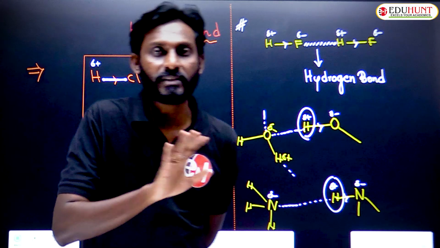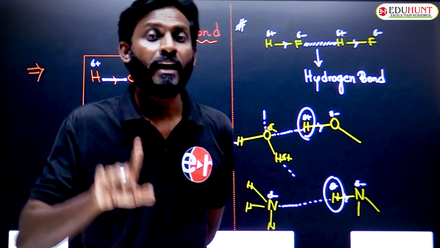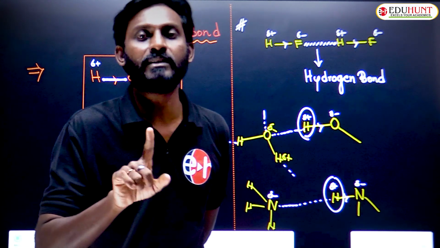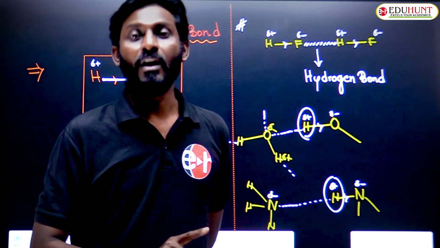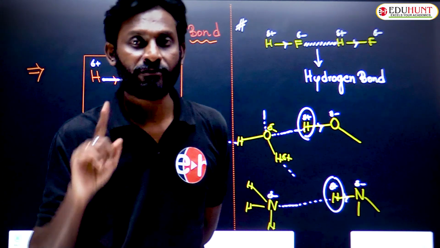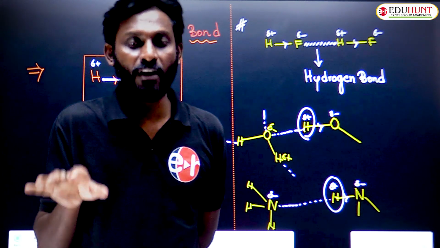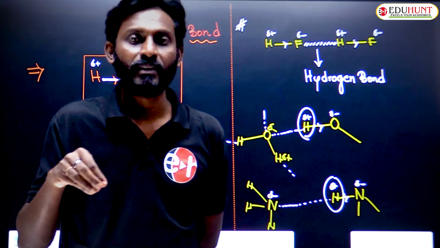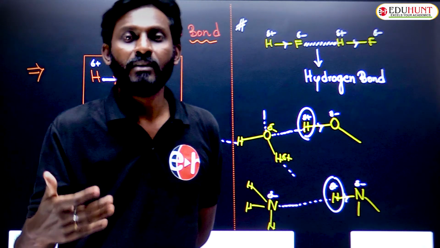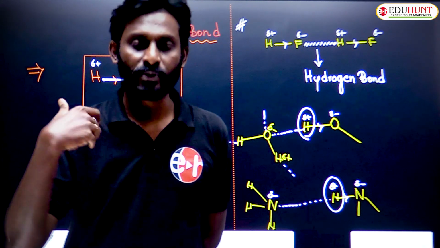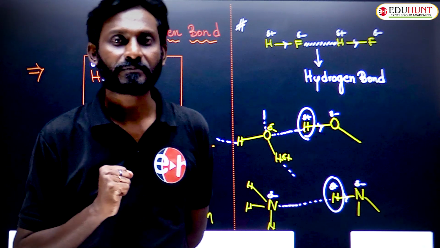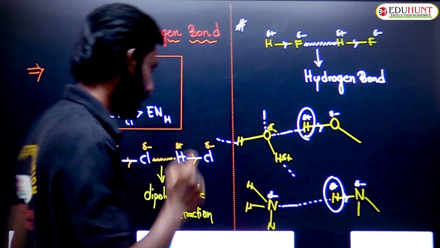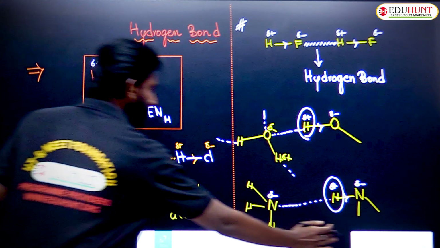So what is a must here? Hydrogen must be present on nitrogen or oxygen or fluorine. The electronegativity of these three atoms alone is sufficient to produce this hydrogen bond effect. Okay? Let me define it on the next page.